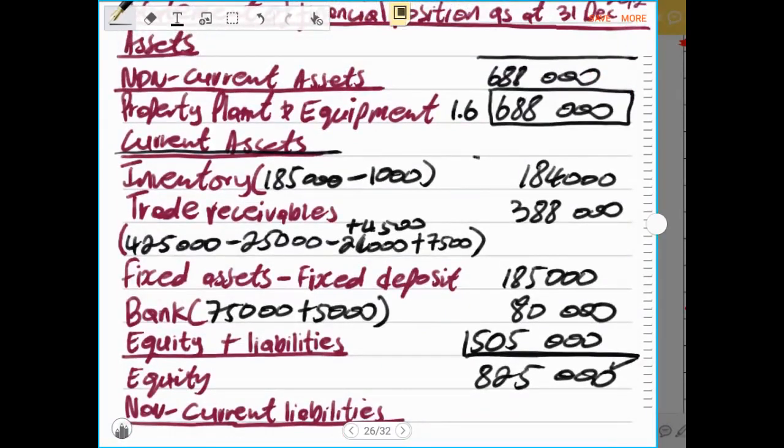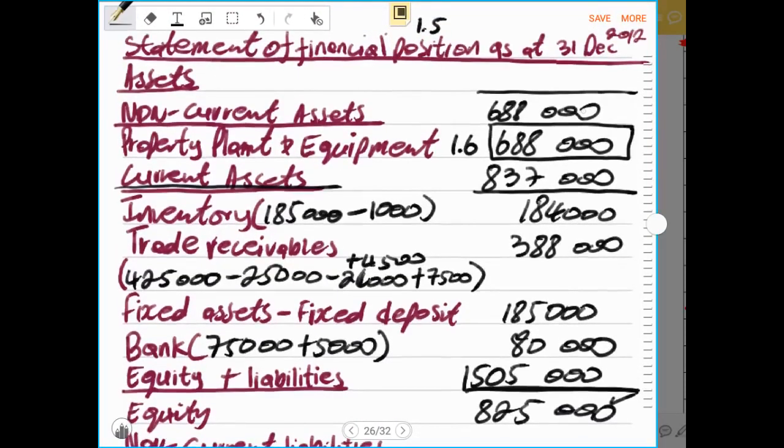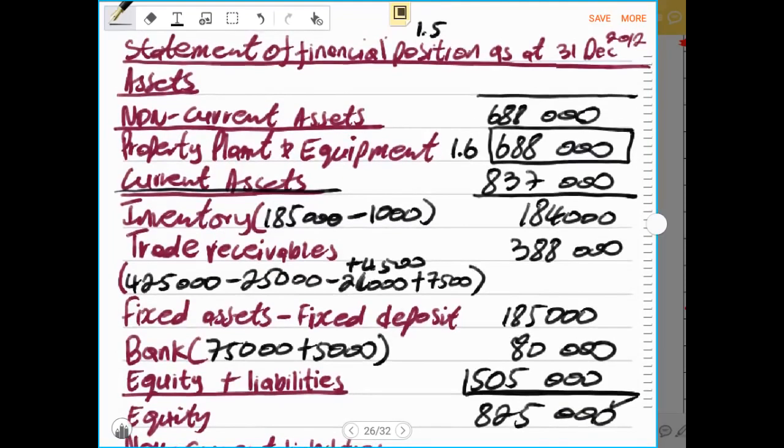The total current assets is 184 plus 388,000 rands plus 185,000 rands plus bank of 80,000 rands. That will give us 837,000 rands. Therefore, now we add our current assets to the PPE non-current assets. That will give us the total of 1,505,300. And from there, our balance sheet does definitely balance. Therefore, now with that, I have completed this question paper.